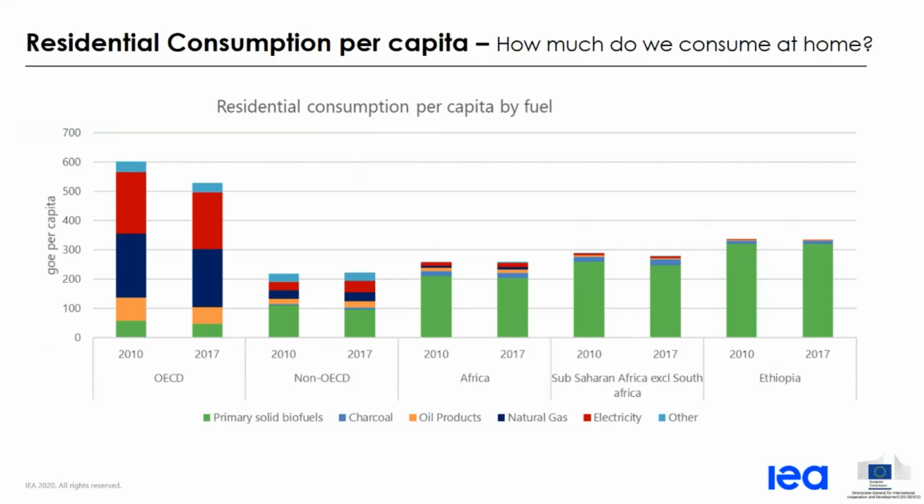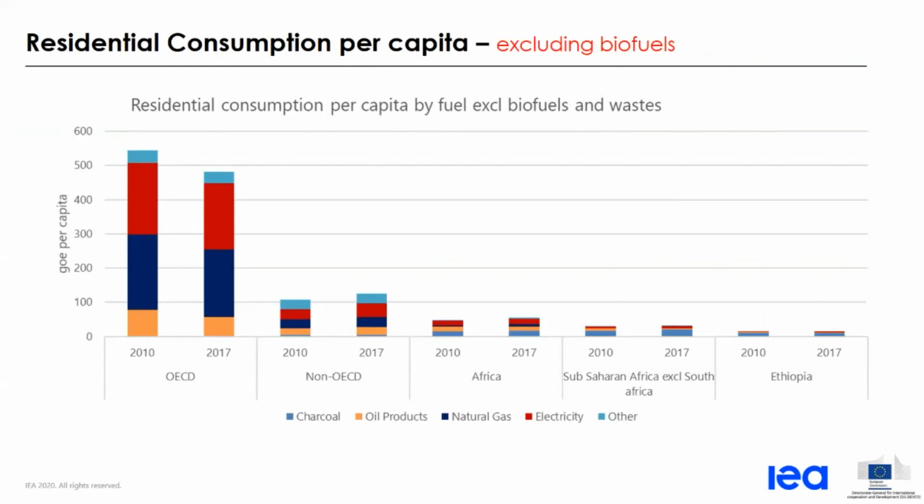But what happens if you exclude that? Because we say, okay, let's focus only maybe on electricity, natural gas, and modern energy uses. We can see that the difference and the gap is even higher. And for example, Ethiopia consumes a very, very low share of what a person in the OECD is consuming because of lack of electricity access, because of lack of access to clean cooking technologies and fuels, for example.